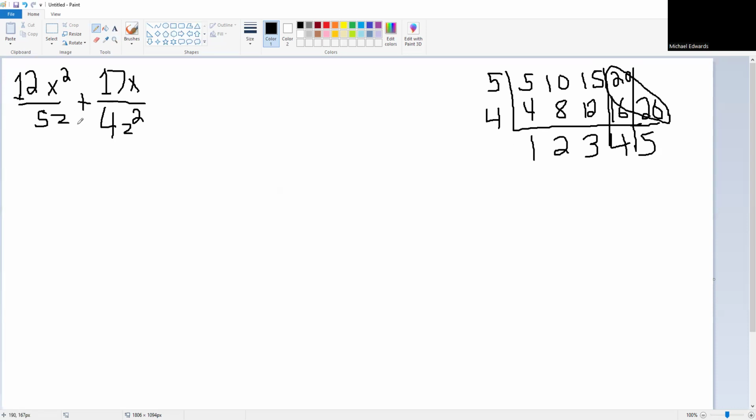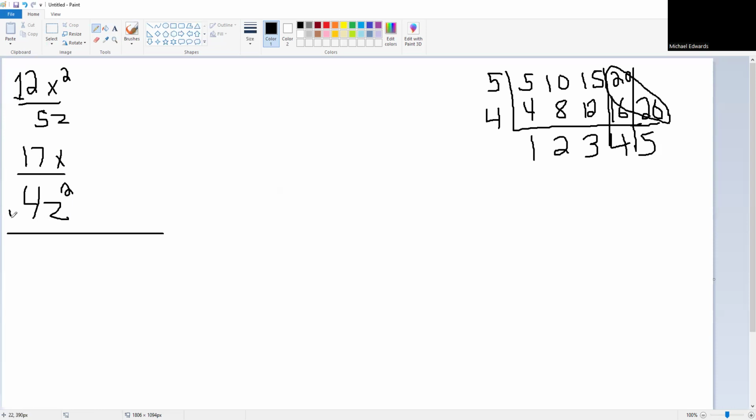Doing it this way makes it a little more difficult to write it out like we were doing. So you know what? I'll write it out the way I've been doing it because it just makes it easier on me. I like easy. Let's write it this way. As long as the answer's right, it doesn't matter how you write it. 17x over 4z squared. All right, and we're adding.